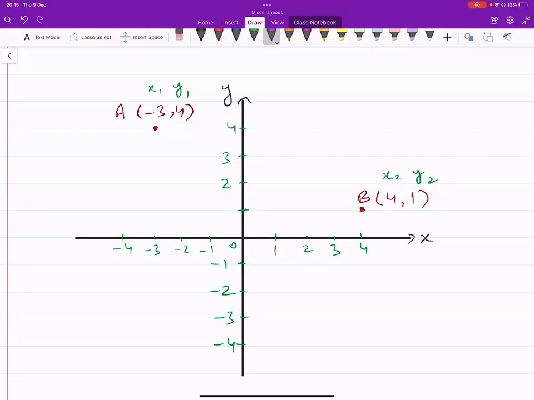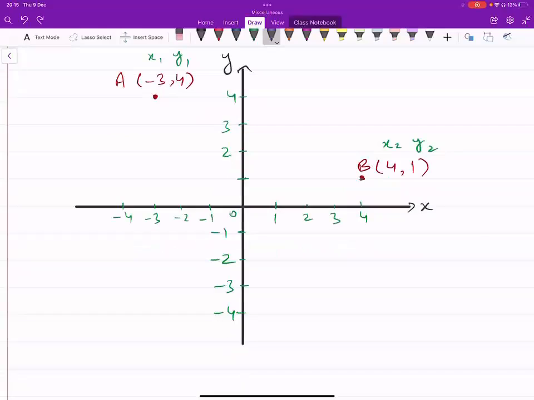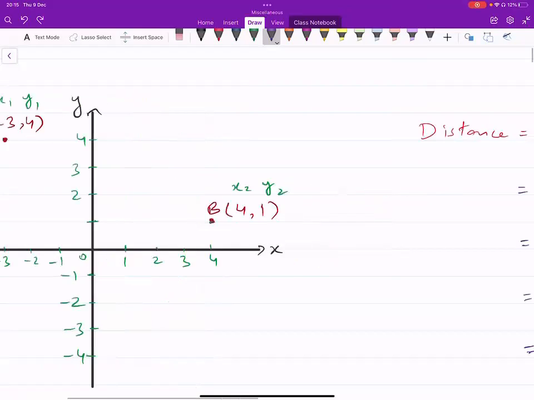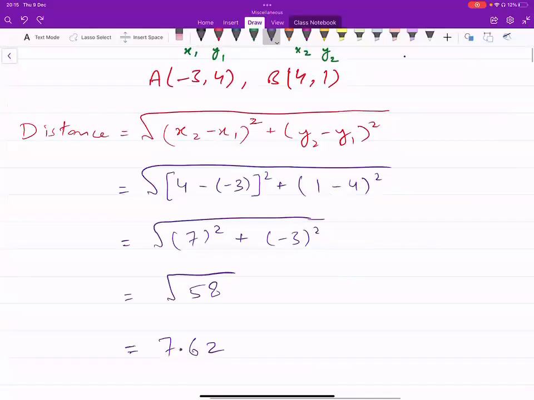So let's say you've got 2 points. You've got a point A, we've got a point B. What you want to do first is find the distance between those 2 points. The distance between 2 points, how do we find it? We've got this formula for that, and it looks like this: the square root of (x2 minus x1) whole square plus (y2 minus y1) whole square.